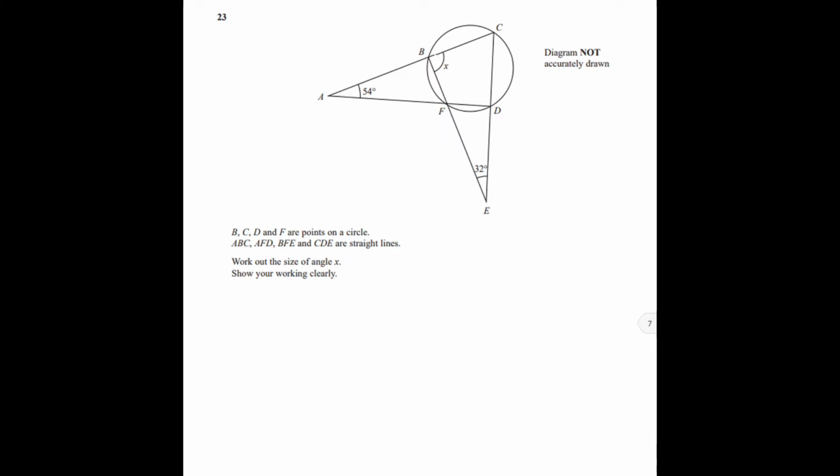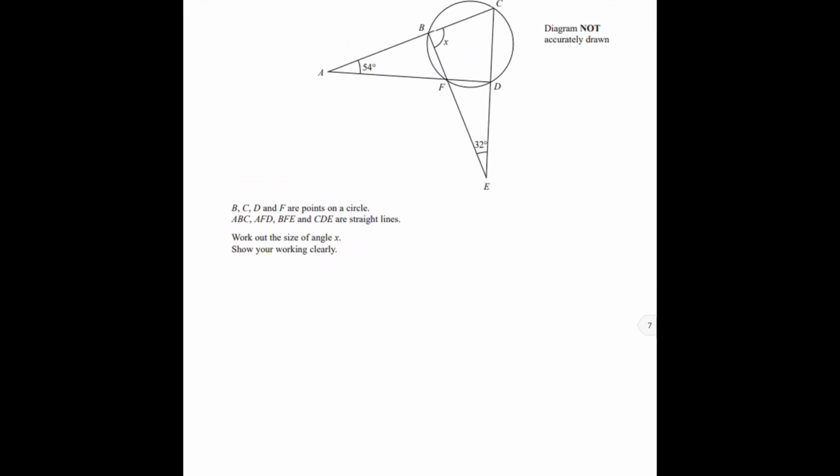Show your working clearly. Now, in order to understand this, you have to observe that indirectly they're saying that B, C, F, and D form a cyclic quadrilateral. It's pretty easy to find X just by finding angle D. So we have to find what angle CDF is, so that they're correlated with each other.